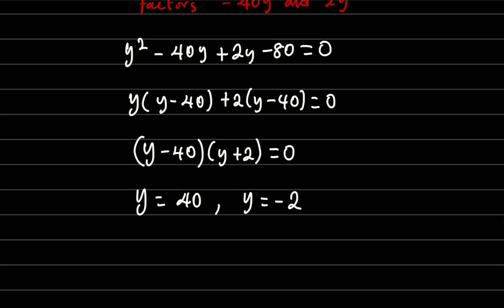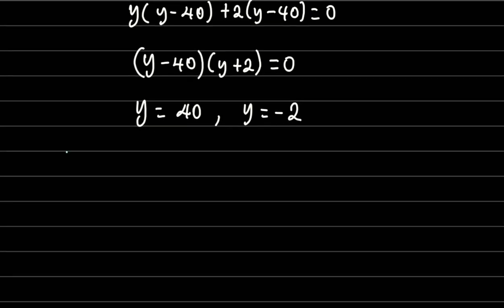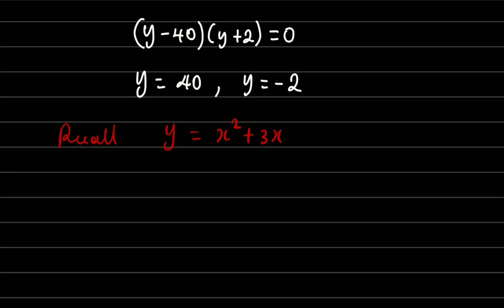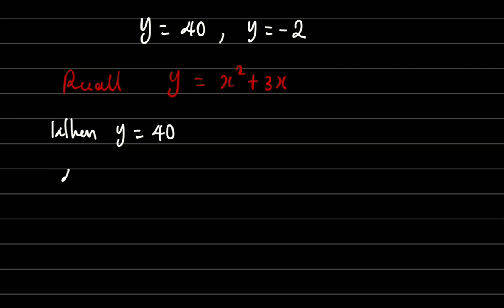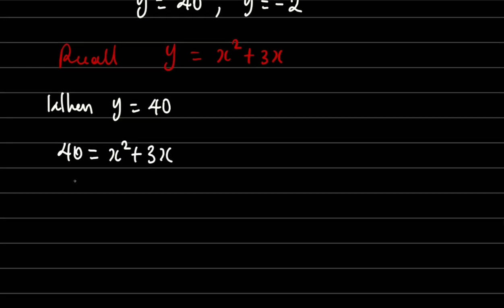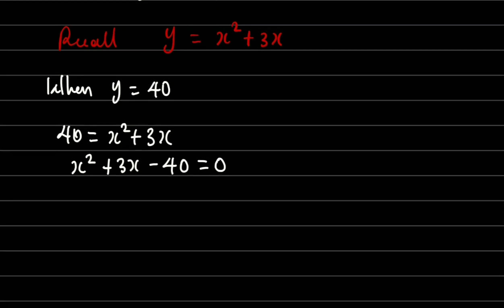Now, since we have this, remember, we actually said that let y be equal to x squared plus 3x. Hence, for the first condition, when y is equal to 40, we are going to have that 40 is equal to x squared plus 3x. Rearranging it, we are going to have x squared plus 3x minus 40 is equal to 0. And we solve it quadratically too.